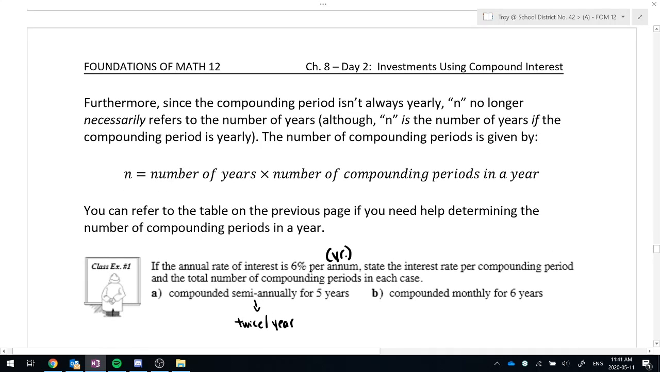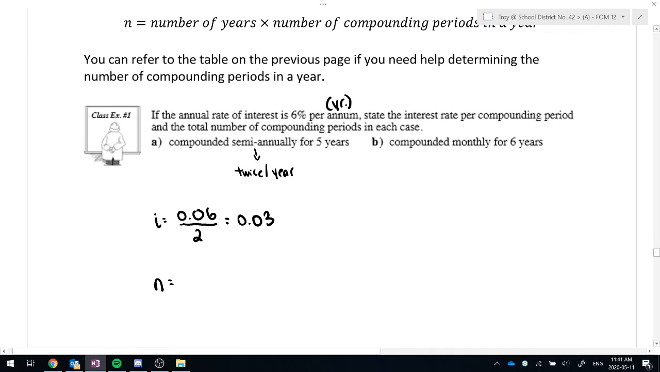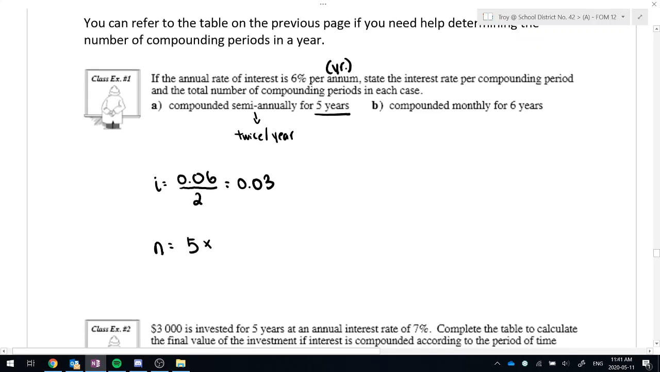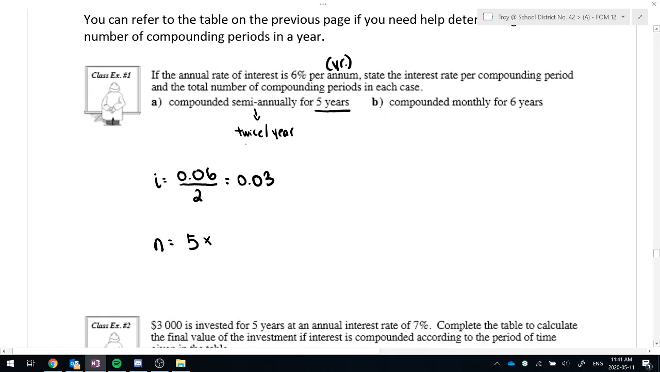That's the number of years. Let's take a look. This one is for 5 years, so it's going to be 5 times the number of compounding periods in that year. Again, this interest is being compounded twice a year, semi-annually. So for 5 years, there are 2 compounding periods every year, so there's going to be a total of 10 compounding periods over the course of that entire investment.